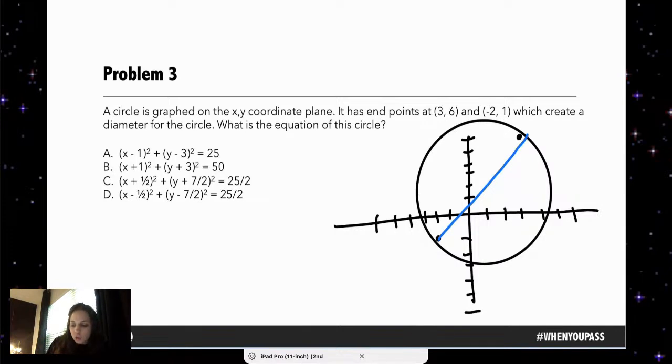What information do I need before I figure out the equation of the circle? To write the equation of the circle, which we already established is (x minus h) squared plus (y minus k) squared equals r squared.